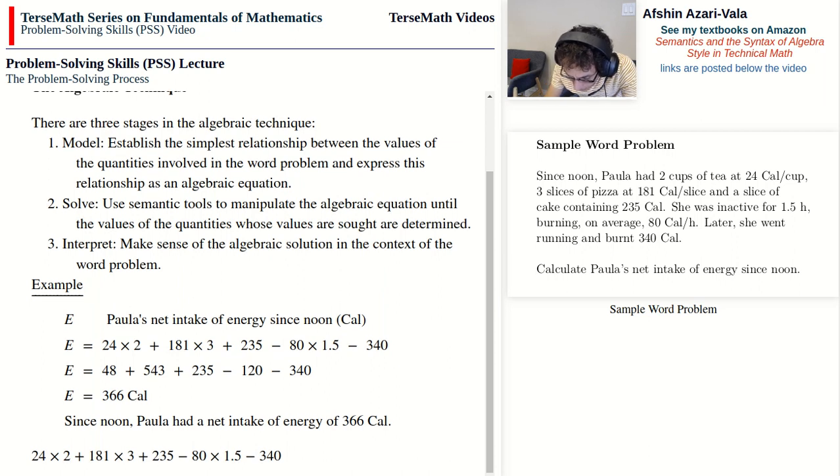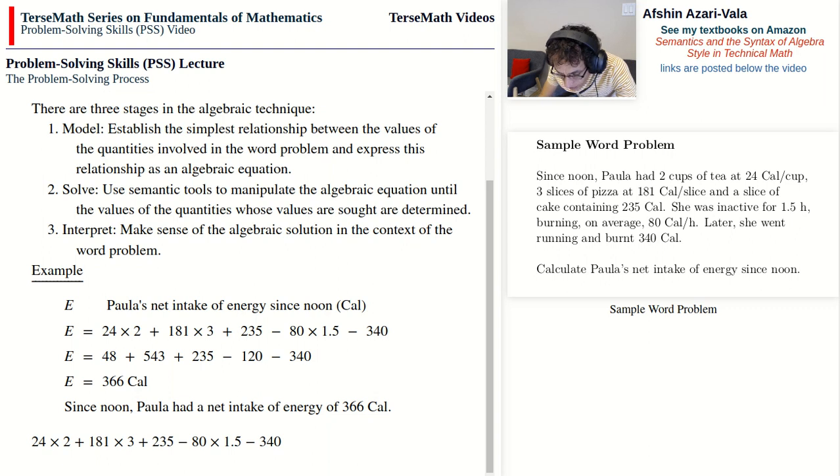my apologies, just a second, let me just bring this up just a bit. Okay, so if I follow BEDMAS, then I have to go from left to right and do 24 times 2, and especially if I do the step-by-step BEDMAS to get 48, and then we write down plus 181 times 3, and then we put down plus 235, and then we have minus 80 times 1.5, so 80 times 1.5, and then we have minus 340.